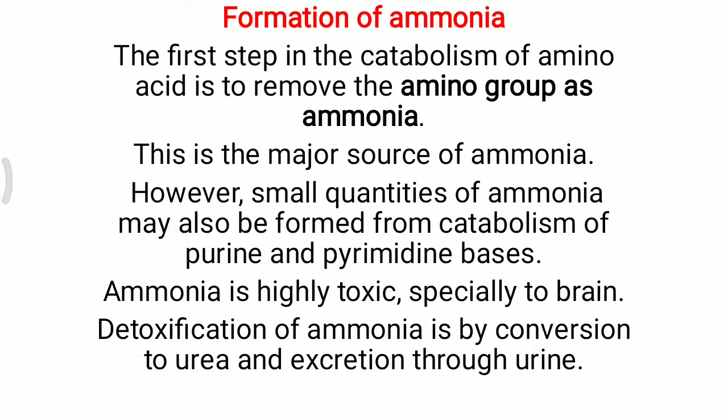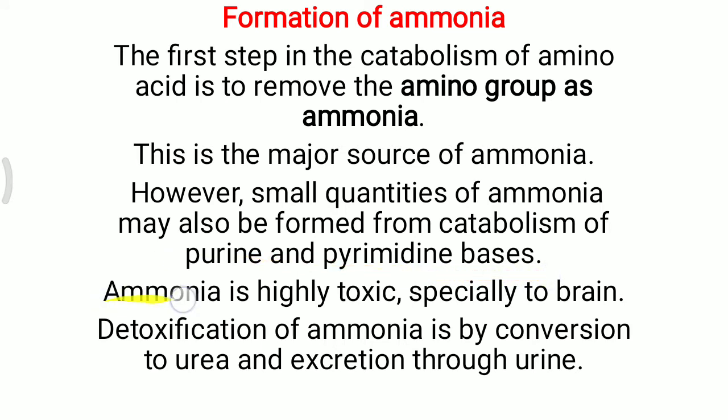So first, the formation of ammonia. The first step in the catabolism of amino acid is to remove the amino group of the amino acid in the form of ammonia. This is the major source of the ammonia. So basically this ammonia is generated due to the metabolism of the amino group from the amino acid. However, a small quantity of ammonia may also be formed from catabolism of purine and pyrimidine bases.